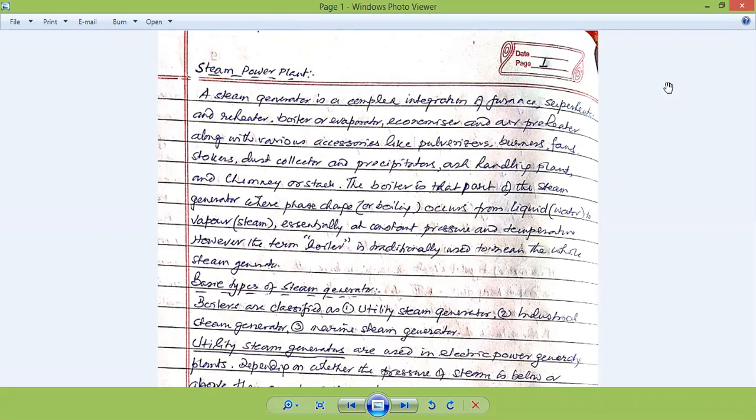A steam power plant, a steam generator, is defined as a complex integration of furnace. A steam generator is not a single type of equipment or machinery, but an integration, a summation or addition, a complex setup of, say, a furnace where we burn the fuels to create the heat itself.